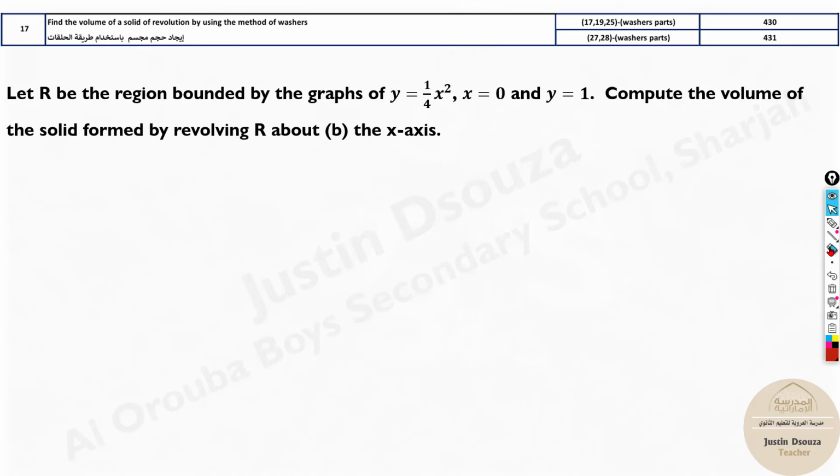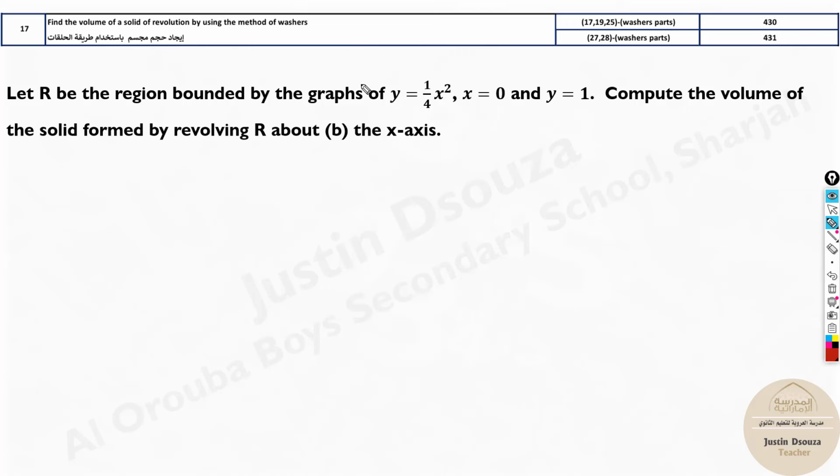So we will see a problem here. Let R be the region bounded by the graphs given here. These are three graphs. Compute the volume of the solid formed by revolving about the x-axis. Now let us solve this.